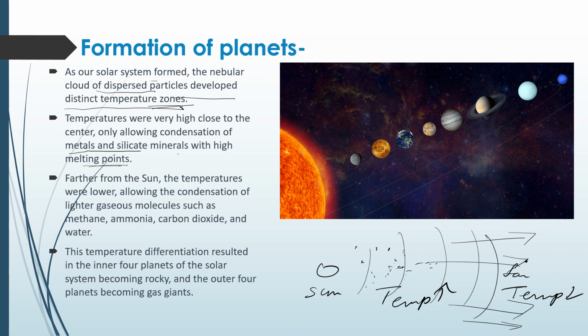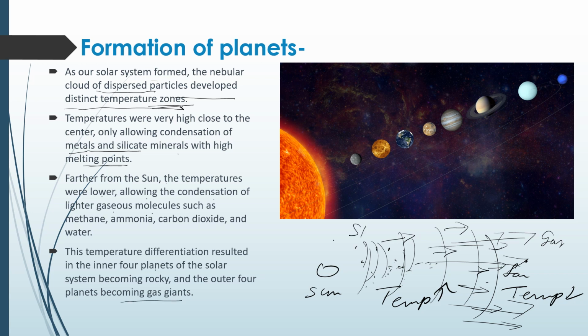And further from the sun, the temperature becomes very low, allowing condensation of lighter gaseous material. Obviously the gaseous materials will escape in this zone. From the area closer to the sun, gaseous material have escaped. This temperature differentiation resulted in the inner 4 planets, and the outer planets becoming gaseous giants.